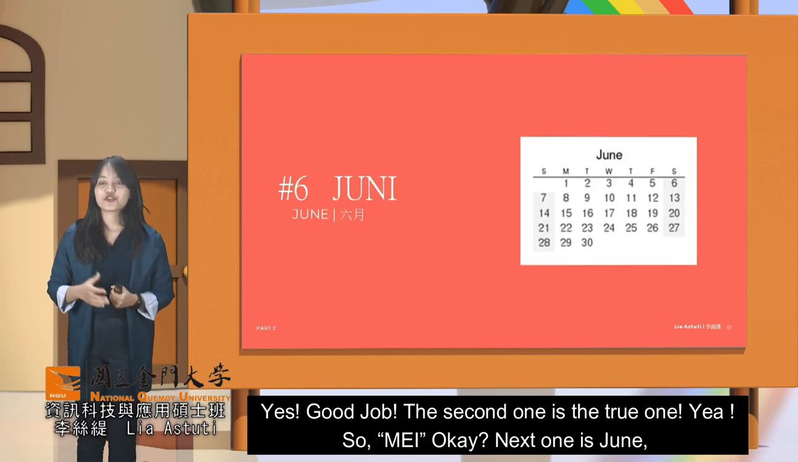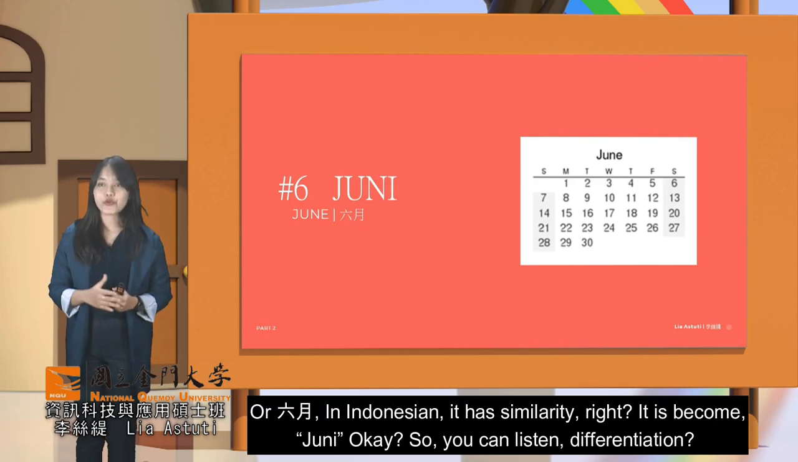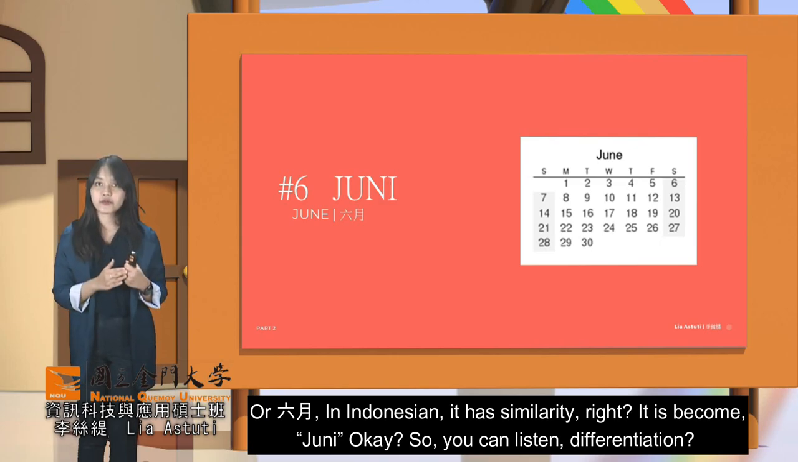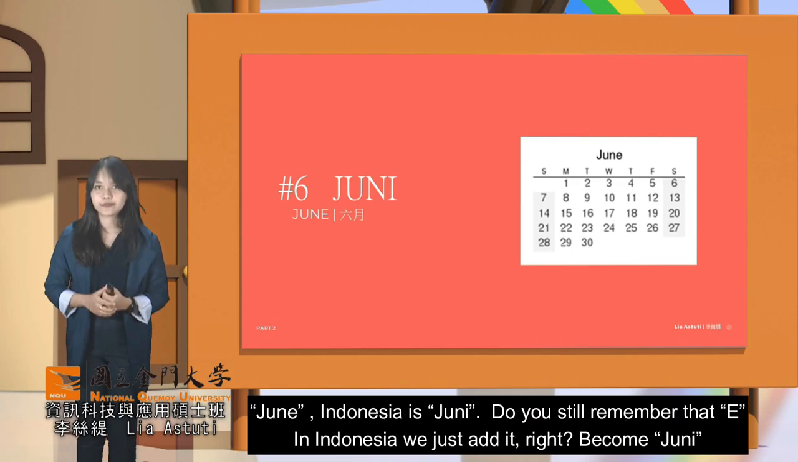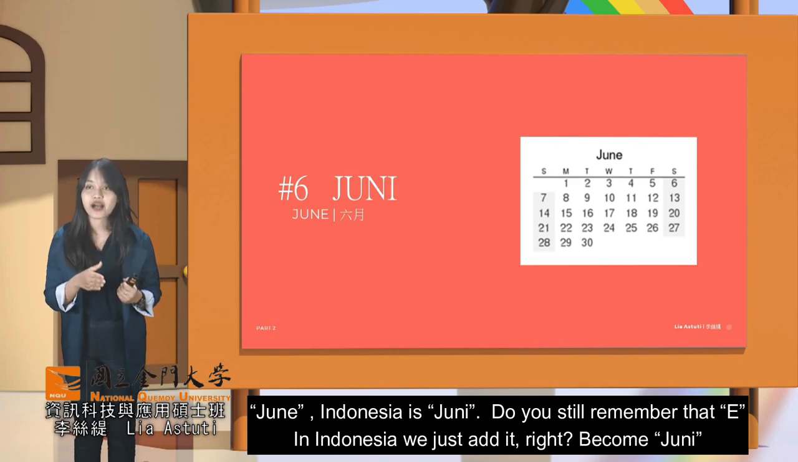Next one is June or 六月. In Indonesia, it is have similarity, right? It's become Juni. Okay, so you can listen, differentiate it, June. Indonesia is Juni. Okay, do you still remember that E? In Indonesia, we just add it, right? Become Juni.